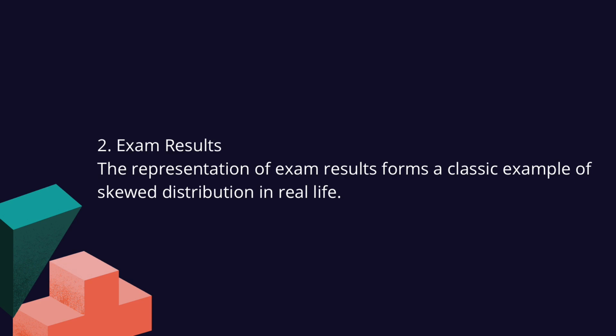Second, exam results. The representation of exam results forms a classic example of skewed distribution in real life. The distribution of scores obtained by the students of a class on any particularly difficult exam is generally positively skewed in nature. This is because, due to the increased difficulty level of the exam, a majority of students tend to score low, and only a few of them manage to score high. Similarly, the distribution of scores obtained on an easy test is negatively skewed in nature because the reduced difficulty level of the exam helps more students score high, and only a few of them tend to score low.